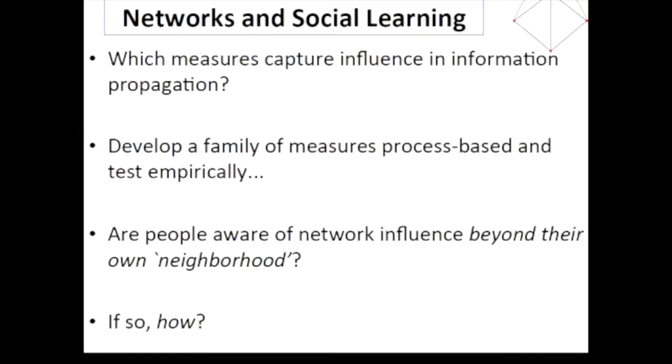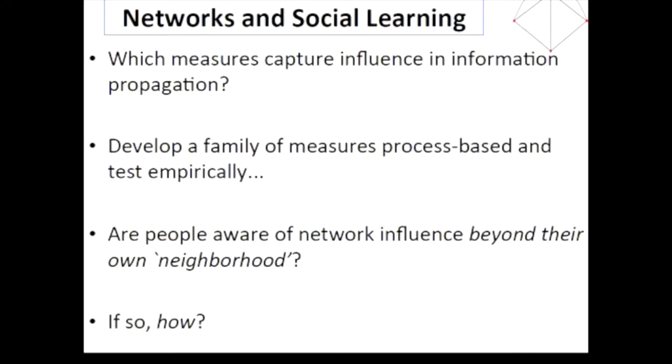What we're going to do in this paper is follow up on some of the earlier work we did, which is to develop a family of measures which can be used to characterize people's position in a network with respect to information diffusion. So who's an important person in a network for diffusing information? We're going to test that empirically.